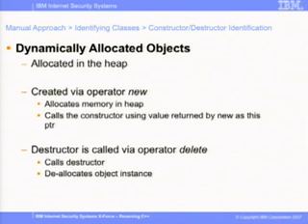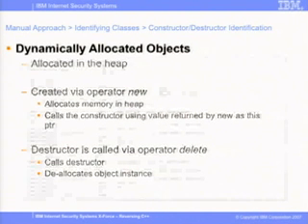The destructor, on the other hand, is called via operator delete. This has to be explicitly called, so it can be called anywhere. But it's not always true, because there is a mechanism in C++ where you can declare a dynamically allocated object that will be automatically destroyed using the auto_ptr keyword.